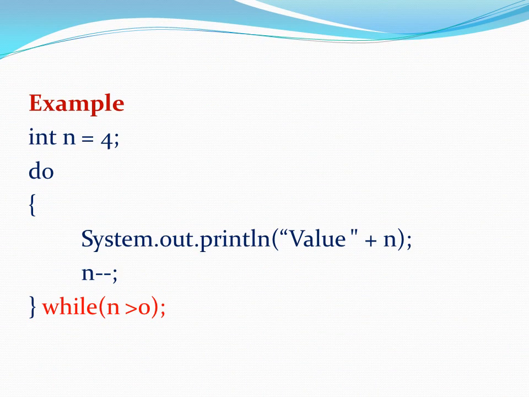Here we take the example that we saw for the previous one, the while loop. The same example, just slight changes. So int n equal to 4. It checks the condition at the last only. First it executes the statements inside the do. It displays the value of n and decreases the value, and at last it checks while n greater than 0. Likewise, the same as the previous example, the output is also the same.